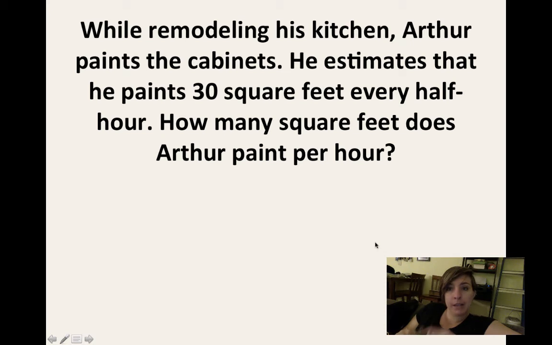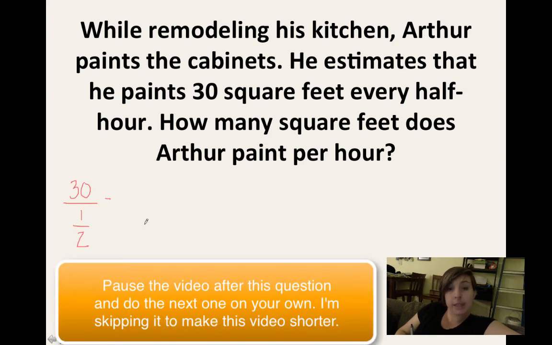Okay, so while remodeling his kitchen, Arthur paints the cabinets. We're going to practice these together. He estimates that he paints 30 square feet every half hour. How many square feet does Arthur paint per hour? You guys can probably figure this out yourself. We're going to write it out as an improper fraction. So we have 30 square feet per half hour. This is still a complex fraction even though the numerator is just a regular number. So we're going to change 30 into a fraction to make it easy for us to work. Anything can become a fraction if you put it over 1.